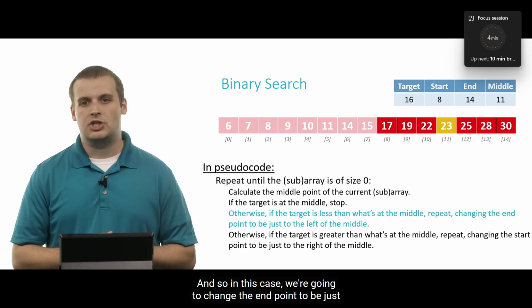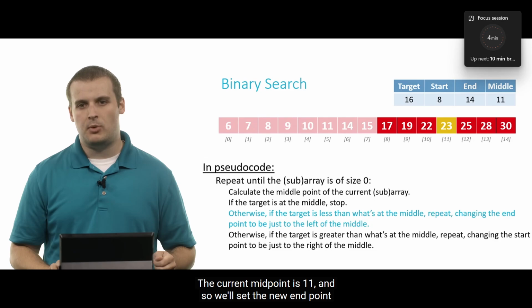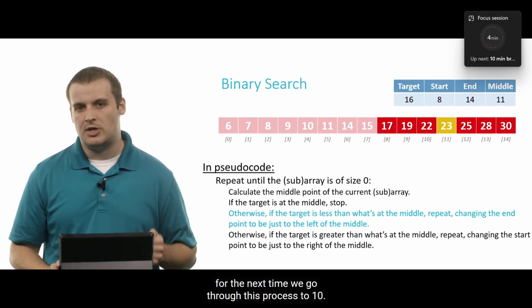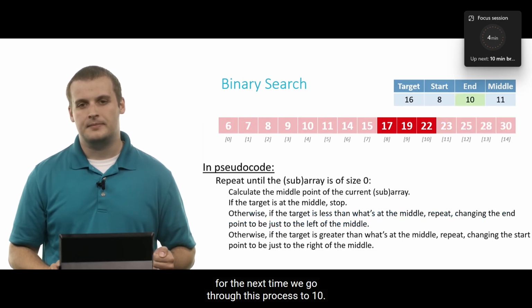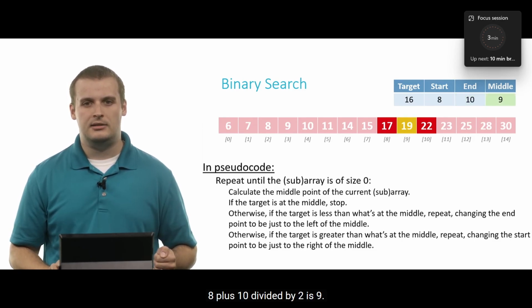And so in this case, we're going to change the end point to be just to the left of the current midpoint. The current midpoint is 11. And so we'll set the new end point for the next time we go through this process to 10. Again, we go through the process again. Calculate the midpoint. 8 plus 10 divided by 2 is 9. Is 19 what we're looking for?